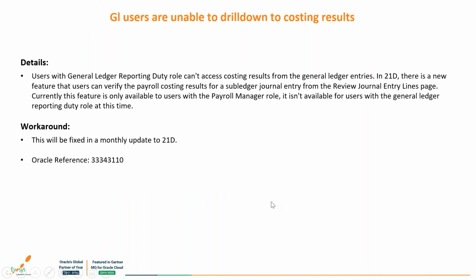The next is the GL users are unable to drill down to costing results. So we had a feature in 21D that allowed the payroll admins to view the subledger journal entries using the payroll work area. And that feature was only made available to the payroll manager role, but the general ledger reporting duty role is not able to access this feature at all. And again, the fix will be delivered in the maintenance pack of 21D.